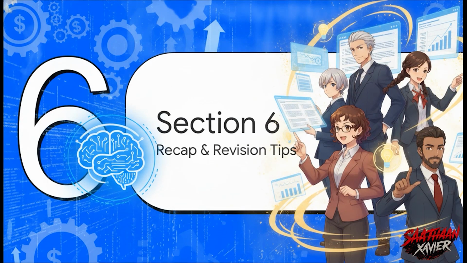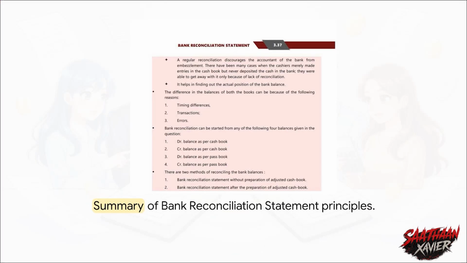Finally, Section 6, Final Recap and Revision Tips. Let's lock all this in so you are fully prepped to completely dominate this topic. Whether you are hunting down errors or stopping embezzlement in its tracks, the BRS is your ultimate truth teller. Always remember our TTE culprits: timing, transactions, and errors. Remember that you can start from any of the 4 balances using the target book trick. And most importantly, remember, you have 2 distinct methods at your disposal, depending on whether or not it's the end of the financial year.